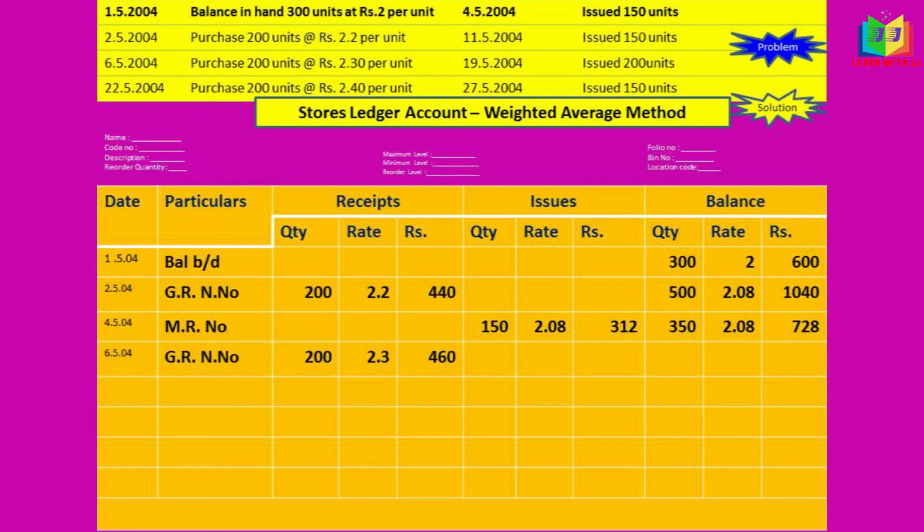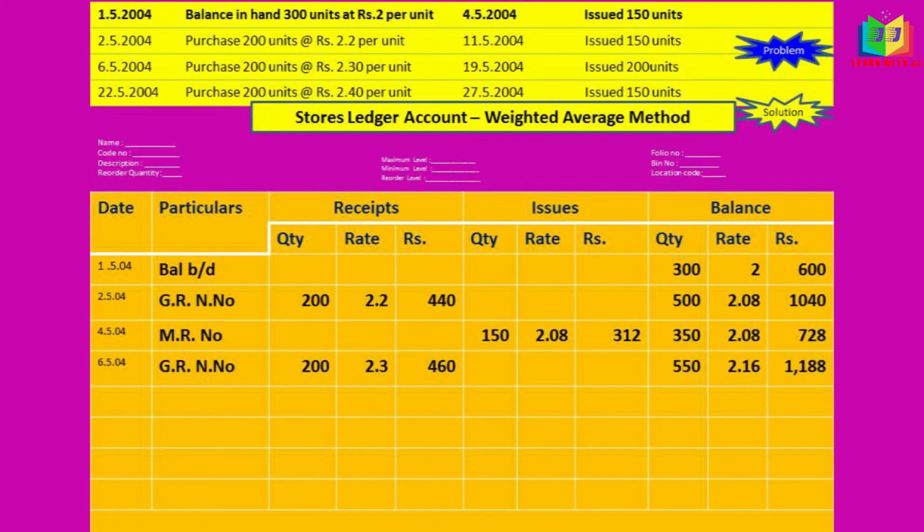Next, on the 6th we have a purchase, so I'll write it in the receipts column: 200 units at the rate of 2.3, 460 is the amount. In the balance column we have to add the quantity as well as the amount, and we have to find out the price by dividing the amount by the quantity. So I'll get 550 units, the amount is 1188, and the rate per unit is 2.16.